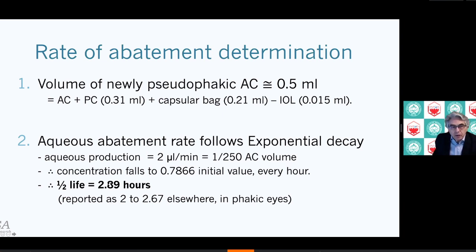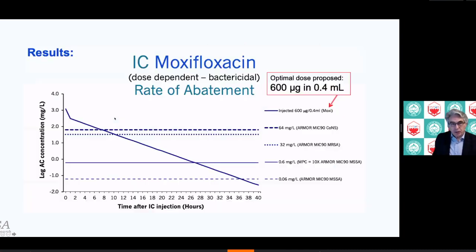That's actually quite accurate, because it's reported to be between 2 and 2.67 hours when calculated in phaco eyes, with the difference being the anterior chamber volume. So if you do the math, it actually works out quite well. So we know that's accurate.